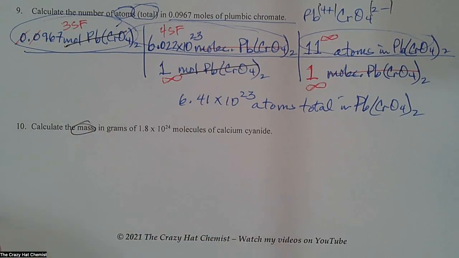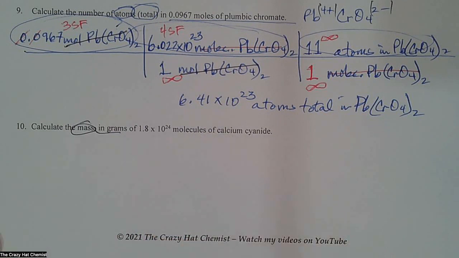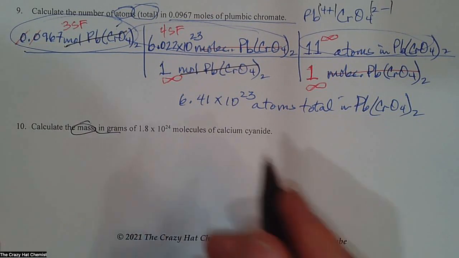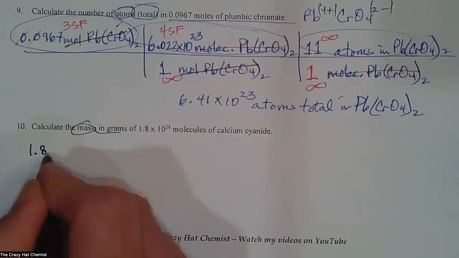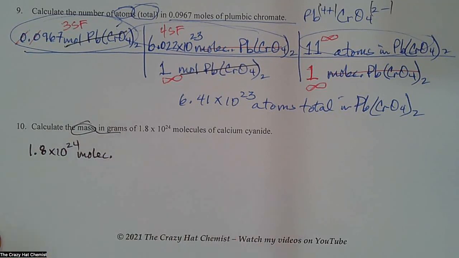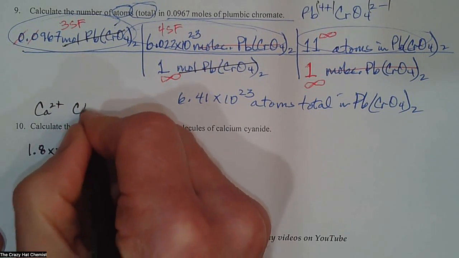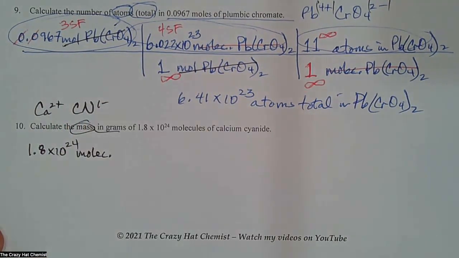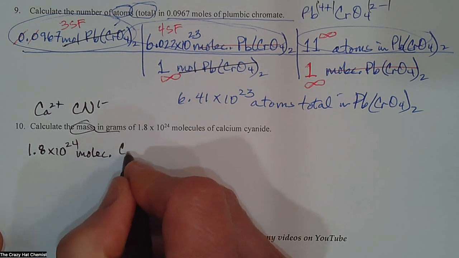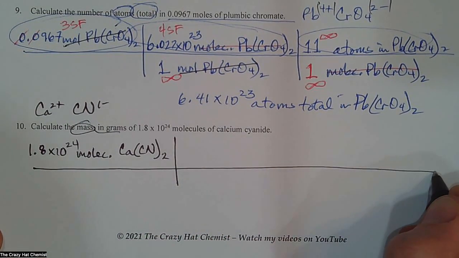Calculate the mass, that would be in grams, of 1.8 times 10 to the 24 molecules of calcium cyanide. Okay, so we're going to start off with number, units, and a formula. So that is 1.8 times 10 to the 24 molecules, MOLEC, of calcium cyanide. So calcium is Ca2+. Cyanide is a polyatomic ion, CN, and a 1-. Okay, so I'm going to take the bull by the horns, absolute value, flip, bring it down, and I get Ca(CN) parentheses 2. Draw my monorail right here, just like that.